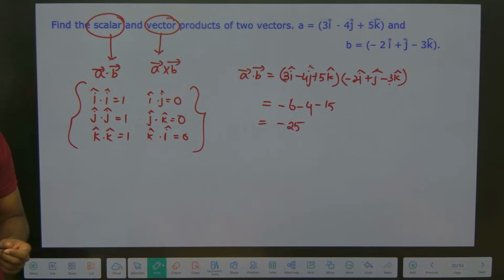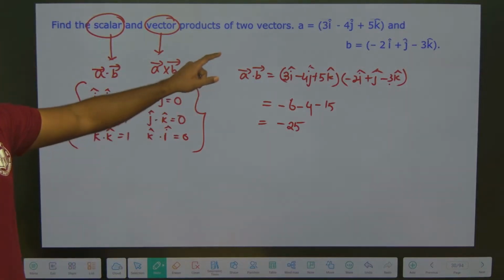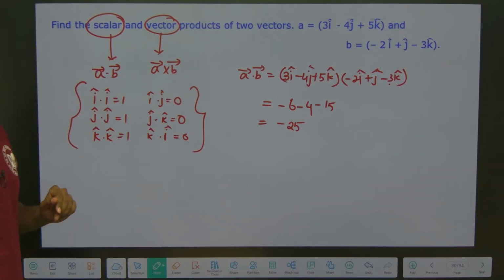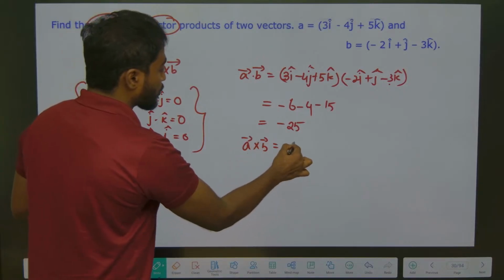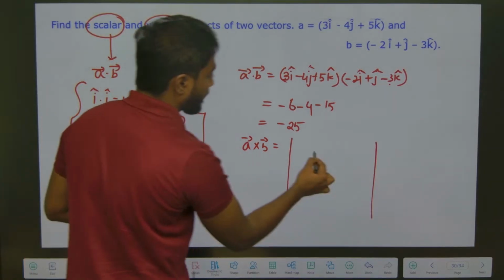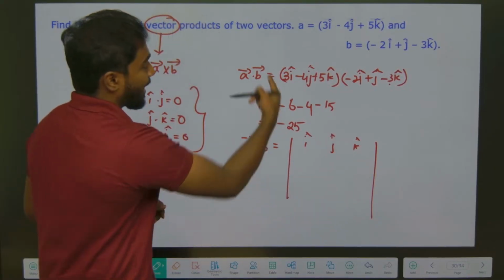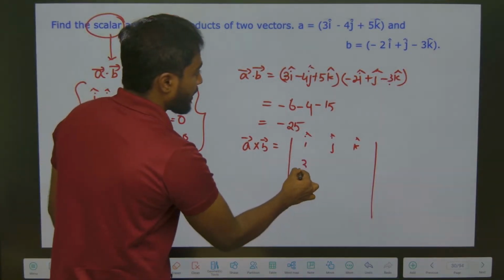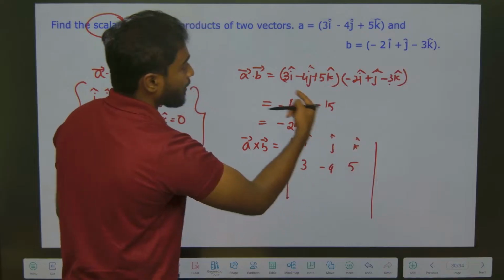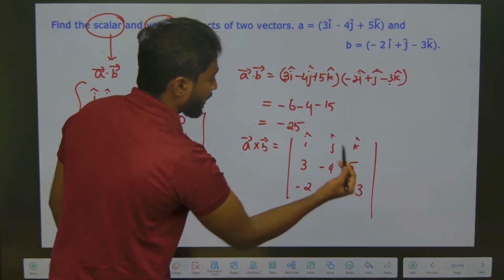Right? Correct. So can we do the vector product or cross product? A cross B will be equal to the matrix of i cap, j cap, k cap. What is the value of A? A is 3, minus 4, 5, and B is minus 2, 1, minus 3.